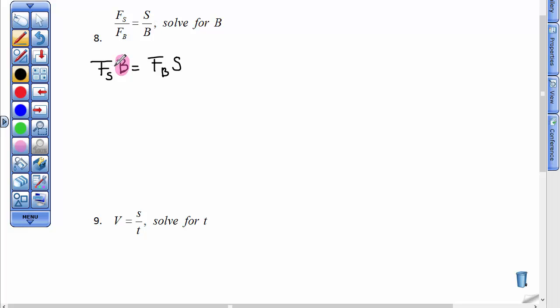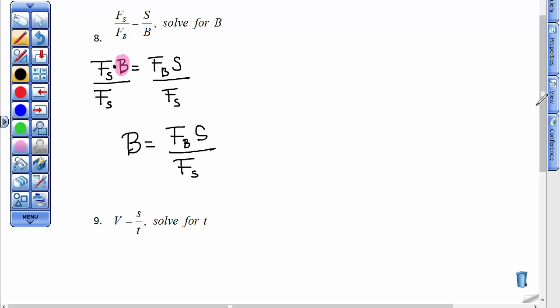So F sub S times this B means that to get B alone, I could divide both sides by F sub S, and I'm all done. B is equal to F sub B times S over F sub S.